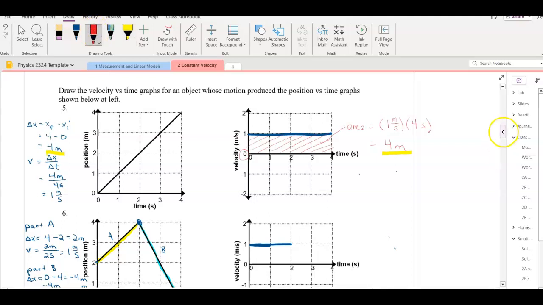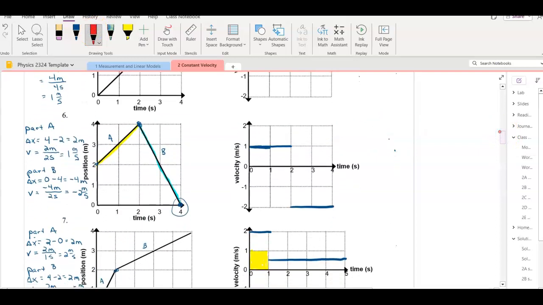Let's see if that works for other graphs. So here I had motion in 2 directions. So for part A of the trip, the area between the x-axis and the graph is this, and then for part B of the trip, the area is actually under the x-axis, okay? So for part A, the area is 1 meter per second times 2 seconds, so that was 2 meters. Oh my goodness, look at this. This 2 meters matches the displacement for part A of the trip.